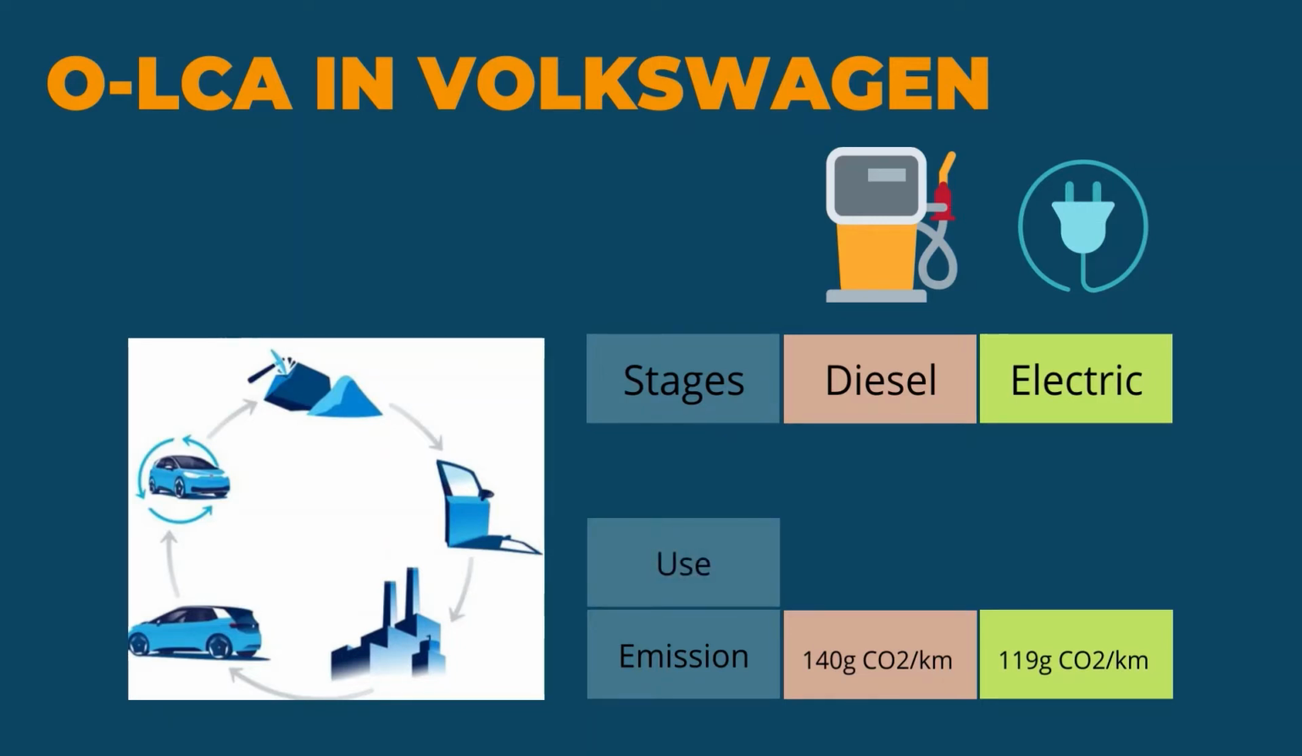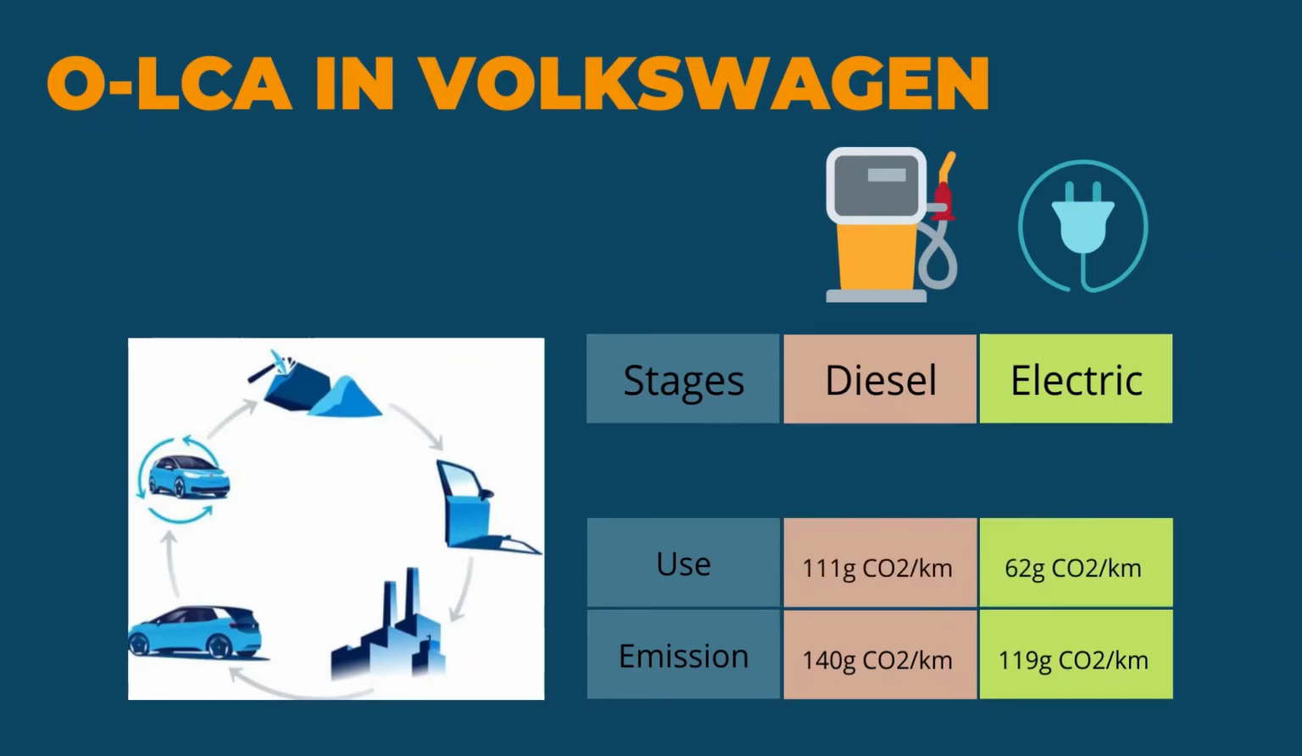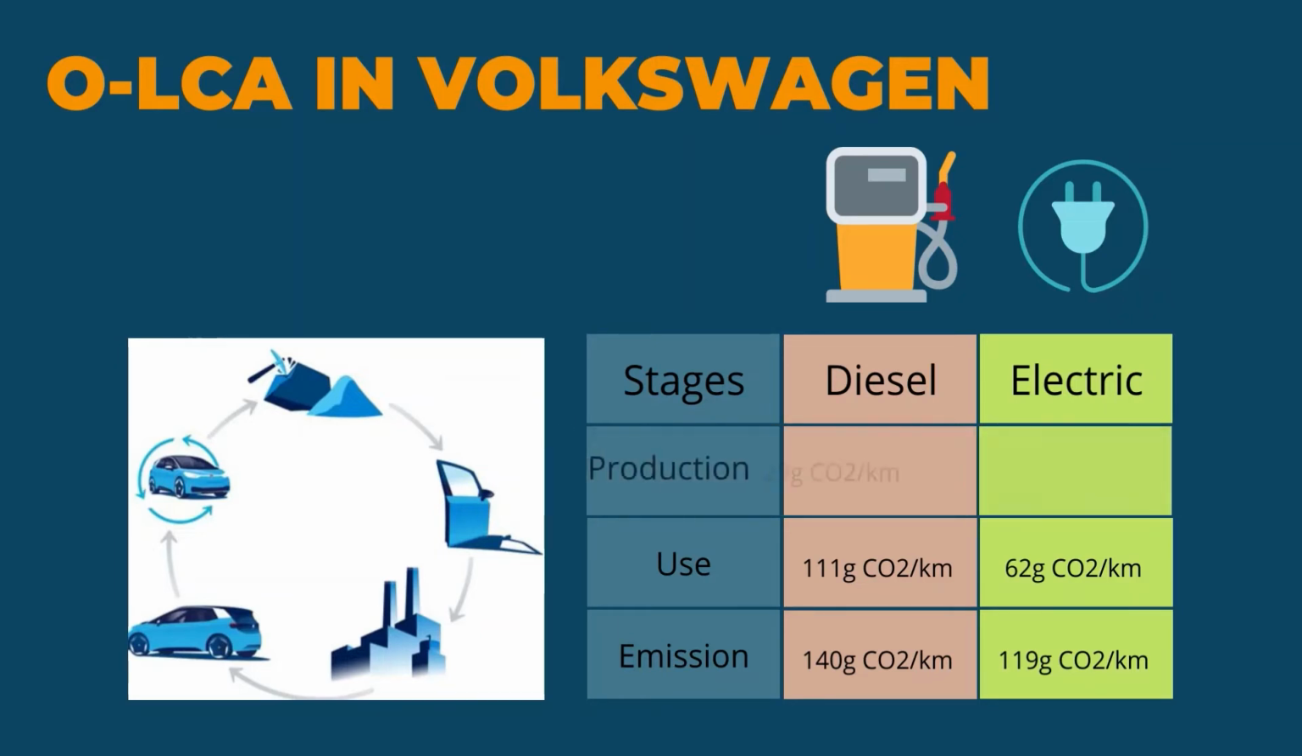Volkswagen found most of the emissions occur during the use phase. Diesel reaches 111 gram carbon dioxide per kilometer. Electric drive emits only 62 gram carbon dioxide per kilometer. But the production carbon emissions of the electric car are higher than the diesel car due to the battery production and the complex extraction of raw material.